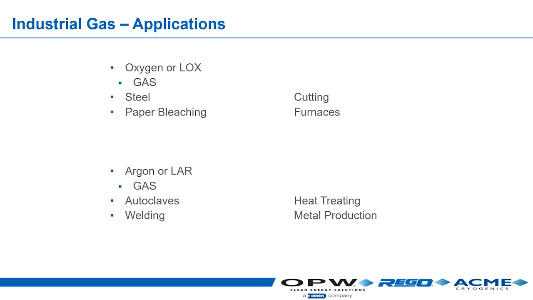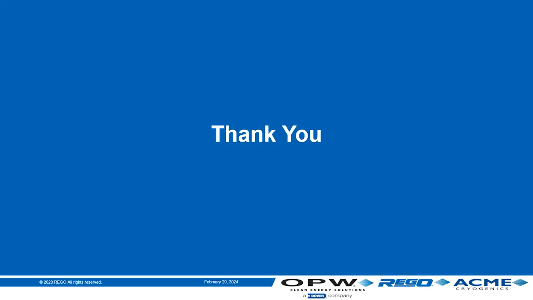So that's nitrogen. Oxygen, again in a gaseous state: steel, paper bleaching. It's mainly cutting, and furnaces are the big ones. Heat treaters. Argon: autoclaves. That's high temperature, high pressure in a device for sterilizing stuff. Heat treating, metal production. And that's it.